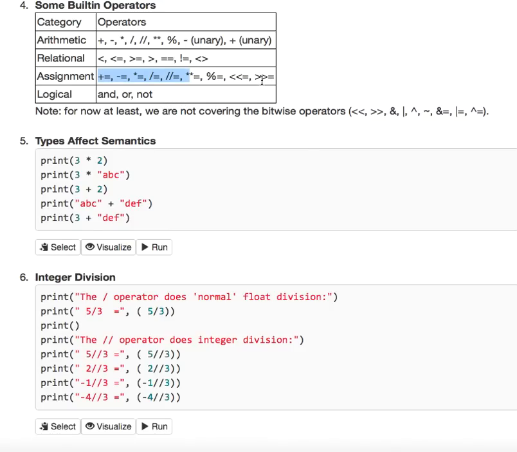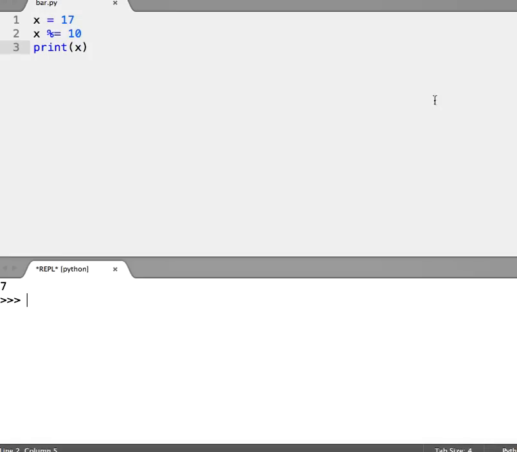Okay, and then there's and, or, and not. So true and false would be false. And is only true when both the first and second values are true. Or is true when either or both of them are true. And of course, not simply negates its value.